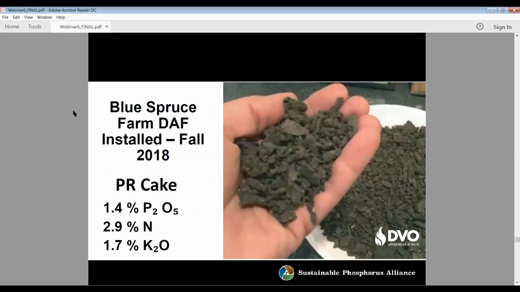Right. We are taking this material, which looks like so, and our average data, based upon a number of samples, probably more than 3 dozen samples at this point, shows this phosphorus recovery cake, this PR cake, to have 1.5% phosphorus, approximately 3% nitrogen, and about 1.8, 1.7% potassium. It's a fertilizer, and we are testing it at UVM to that end.